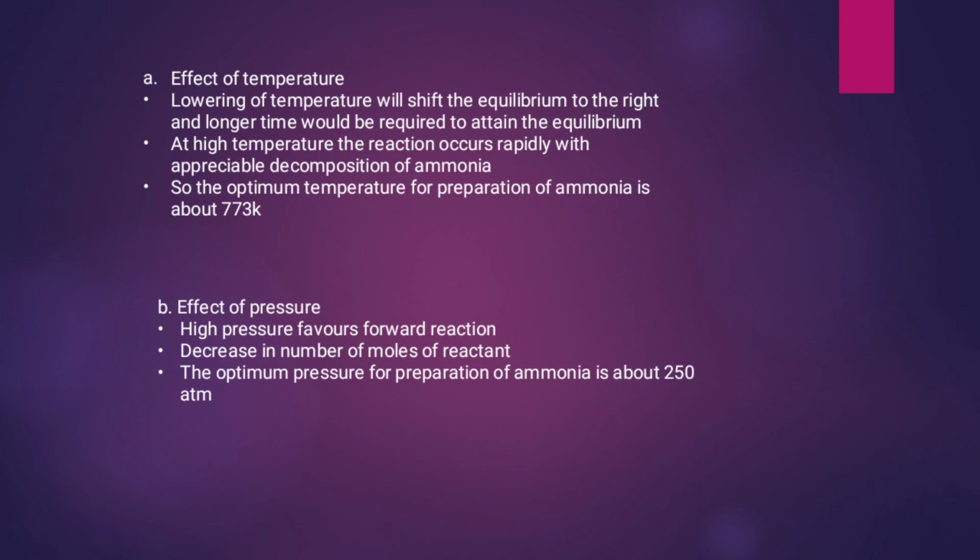Now let us see the effect of pressure on the same reaction, the preparation of ammonia using Haber's process. Here higher pressure favors the forward reaction. So reactants will form the product, with a decrease in number of moles. But if the pressure becomes very high, then the catalyst used becomes inefficient. Therefore, the optimum pressure for preparation of ammonia is about 250 atmosphere.